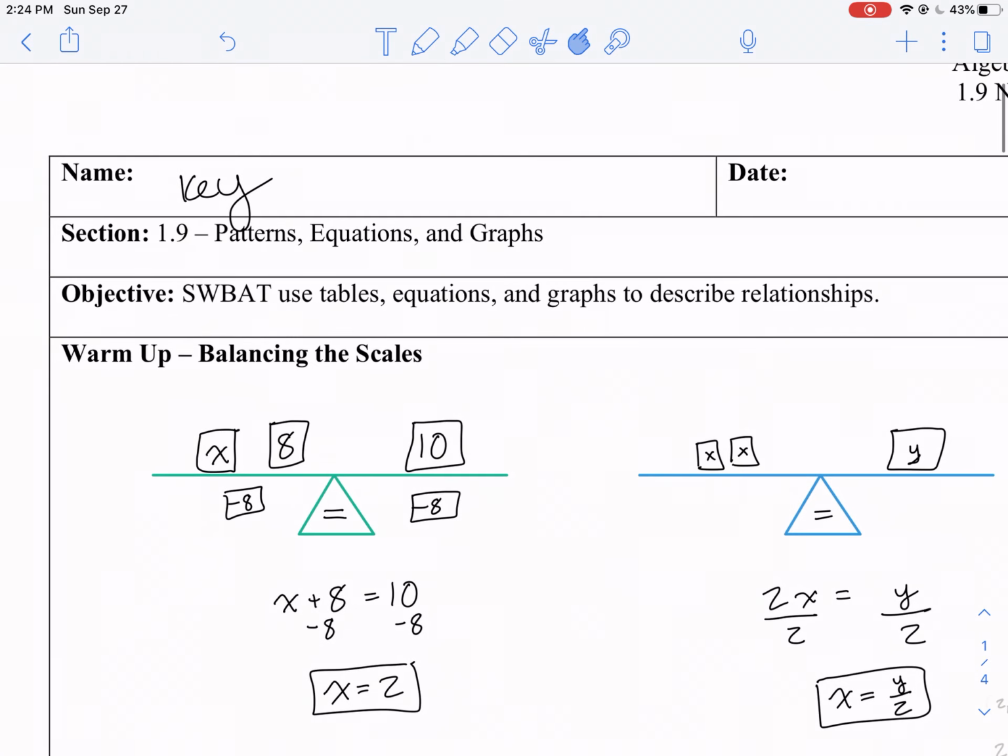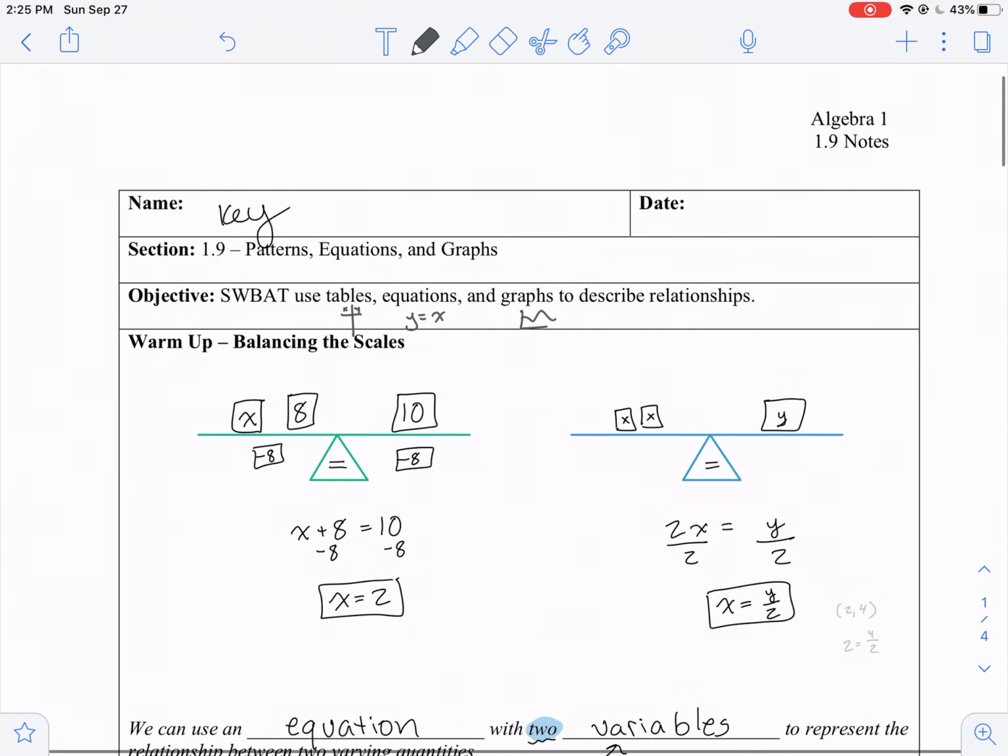So here's your summary of the day. A table looks like this. We've got x and you've got y. An equation says y equals something times x. And a graph looks like that. Or sometimes it looks like that. Or sometimes it looks like this. So there you have it. Hope you have a wonderful time on your homework.